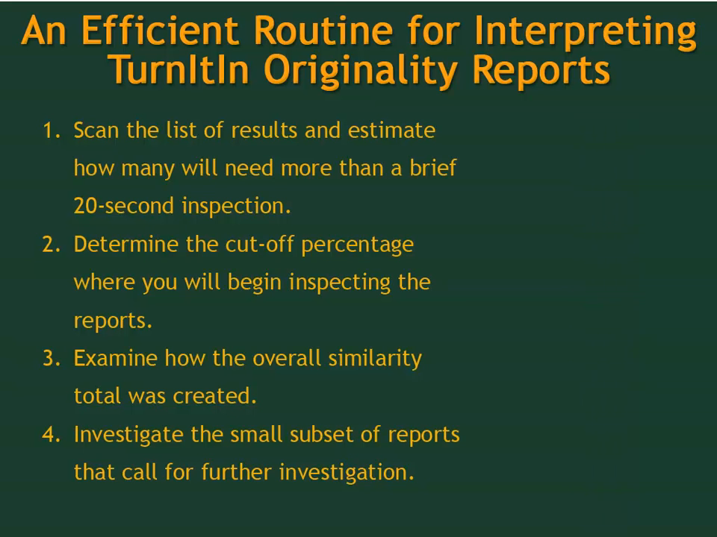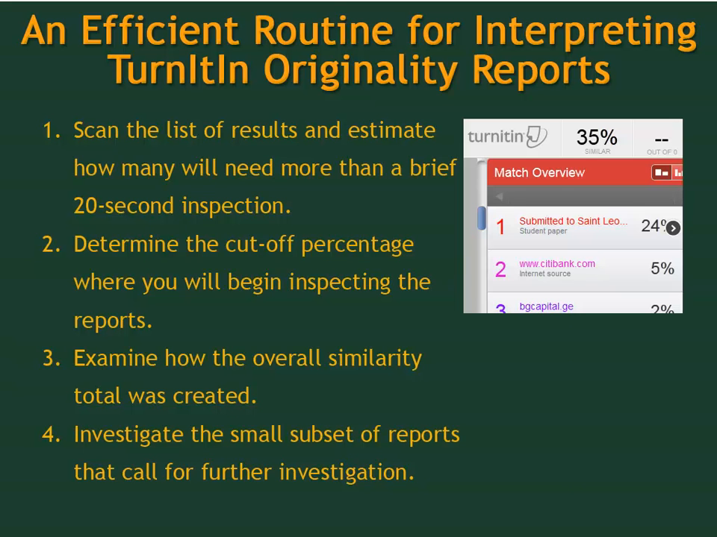Step 3. Now that you're looking at a detailed similarity report, look at the list of sources used on the right side. Evaluate the list by looking at how the overall total was created. If only one or two sources provide the majority of a percentage, it's usually a bad sign. However, if the total is made up of many individual sources that contribute only 1 or 2% each, those matches are usually no cause for concern.